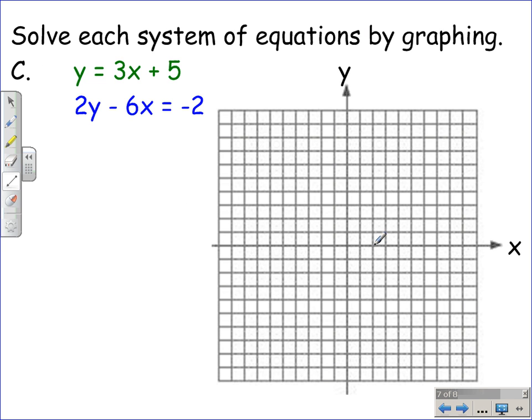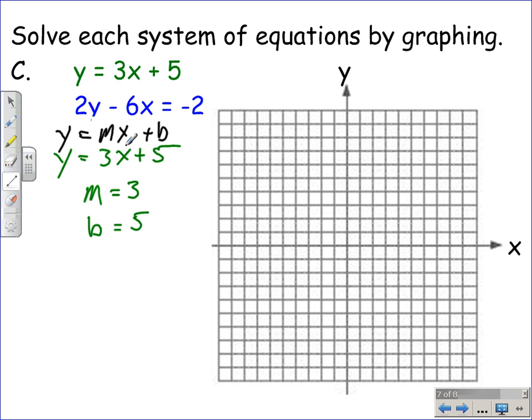Moving on to our third example here, solve each system of equations by graphing. The first equation is in that slope-intercept form, y is equal to 3x plus 5. Remember, that's y is equal to mx plus b. We identify the slope. The slope is 3, and the y-intercept is 5. So as we've seen in the previous examples, first we plot the y-intercept, and in this case, that's a positive 5, so that's up 5 from the origin.